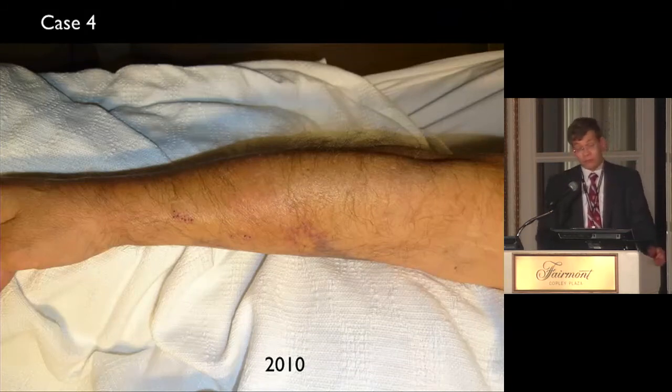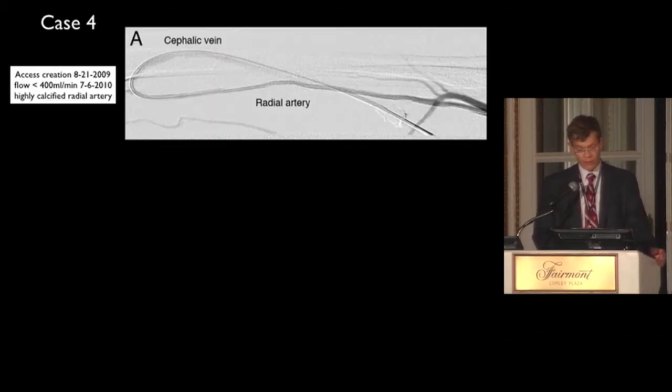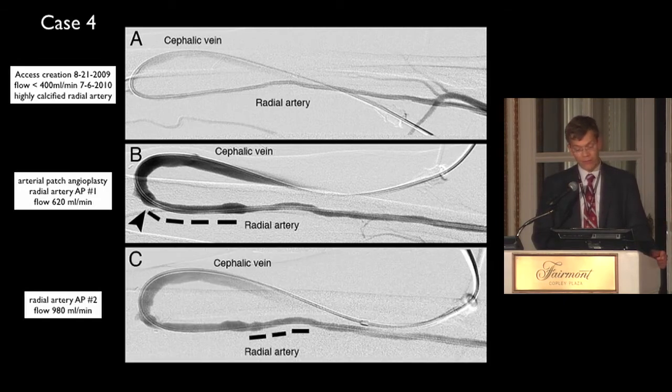Problems can also be due to low flow from small arterial inflow. So you have a gentleman who presents with an access that has less than 400 flow and a highly calcified radial artery, which you can see at the bottom. And in this case, we dilated the artery, basically angioplasted the artery to a larger size, increased the flow, and then over time, this really became a very robust access.